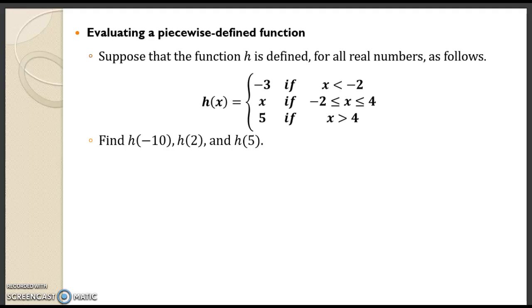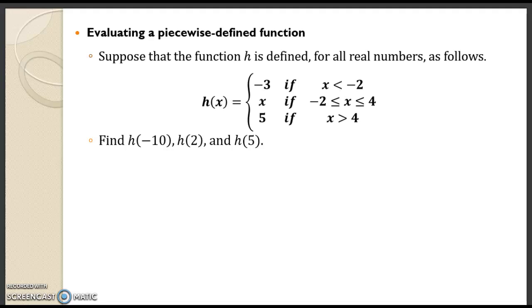So for this particular function, h of x, it equals -3, so our outputs are -3 if x is less than -2. So only if x is less than -2 is our output going to be -3. Now it equals x if our inputs are between -2 and 4. And then our function outputs equal 5 if our inputs are greater than 4.